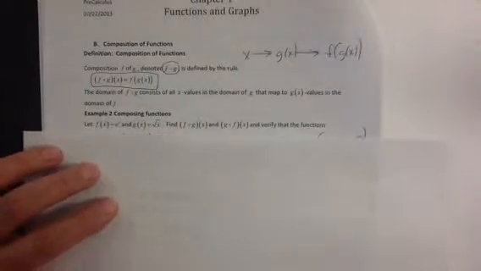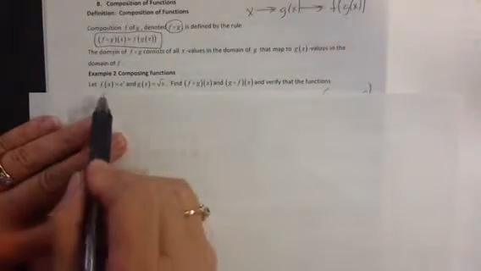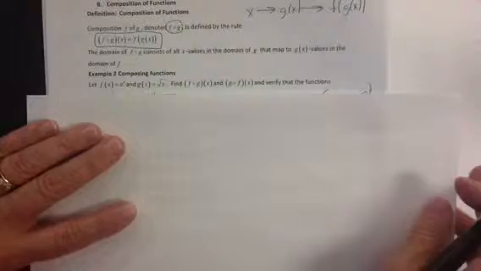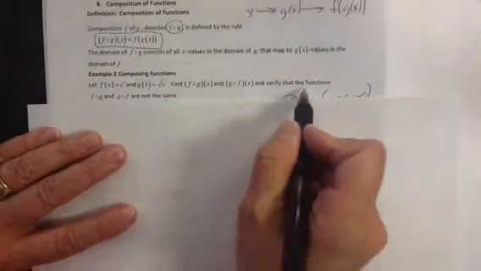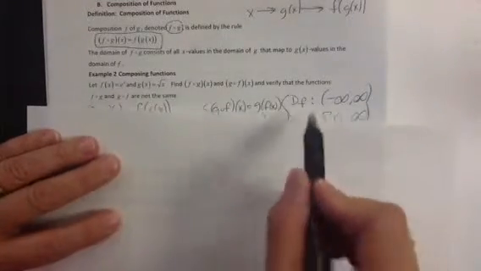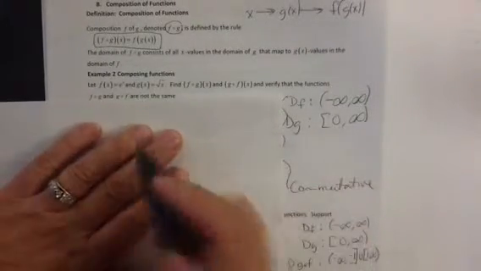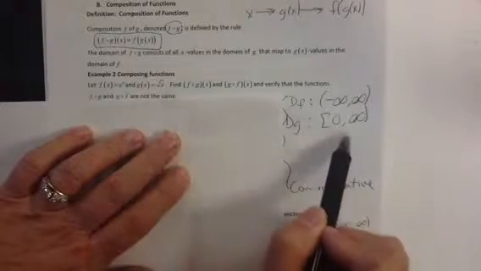So here's my first example. I'm going to find what f of g of x is and what g of f of x is, and we want to verify if these are the same function. And we don't have to do anything with the domain, but I'm just going to get used to this. The domain here is all reals. The domain for the g of x is 0 to infinity. So that gives me an idea of what the domains are.